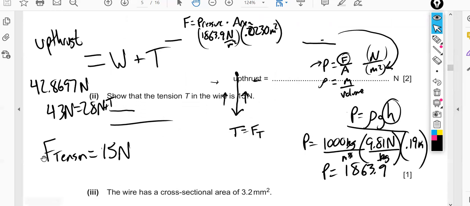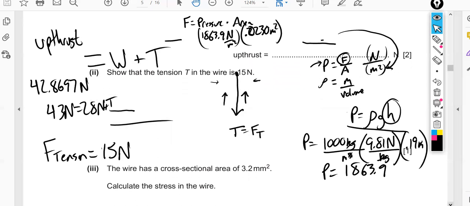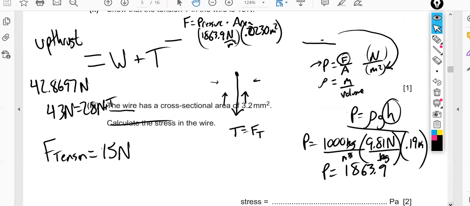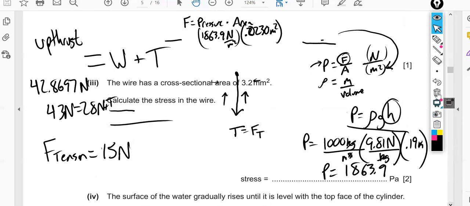This is really just using Newton's laws, right? If something is in equilibrium, then the forces are balanced. And so this is just the ups equal the downs, right? The upthrust equals the down forces. So that's all forthcoming. But don't forget that we now need to calculate the stress in the wire.